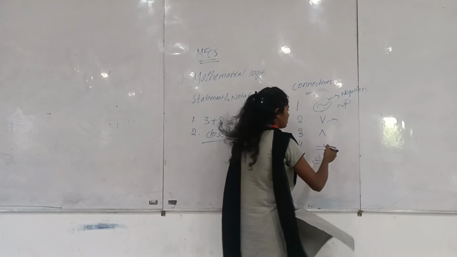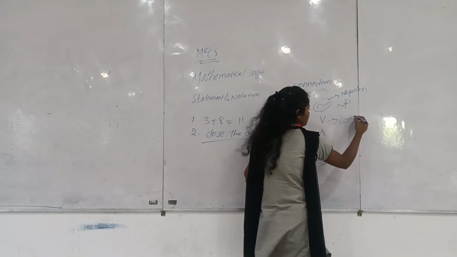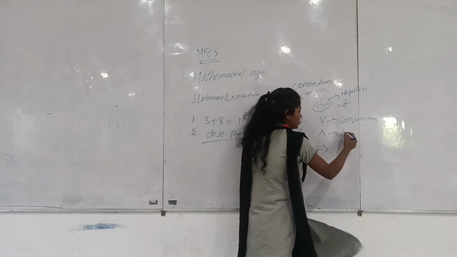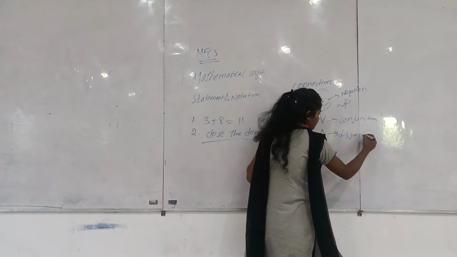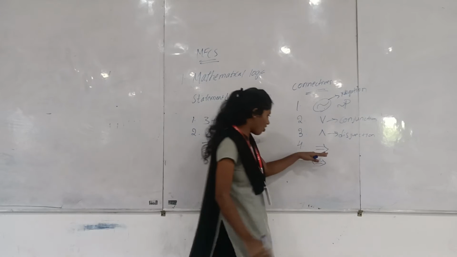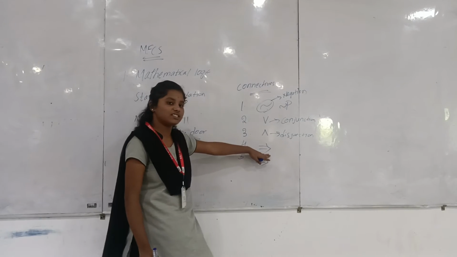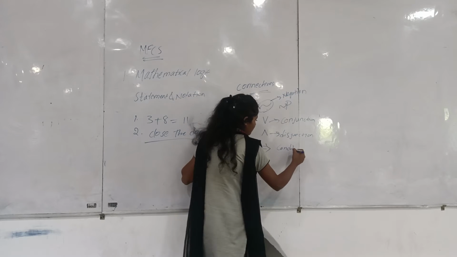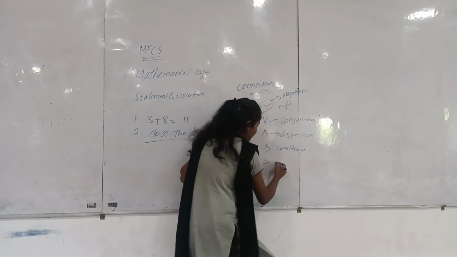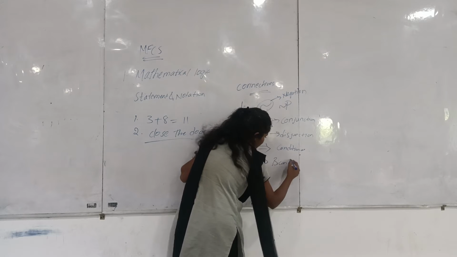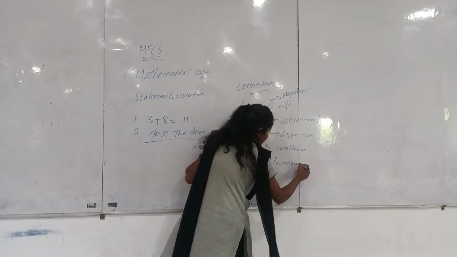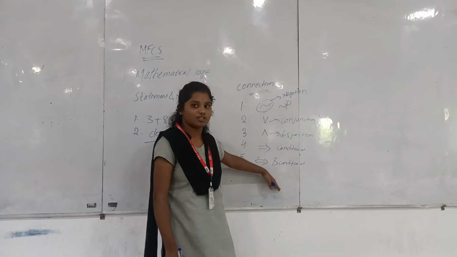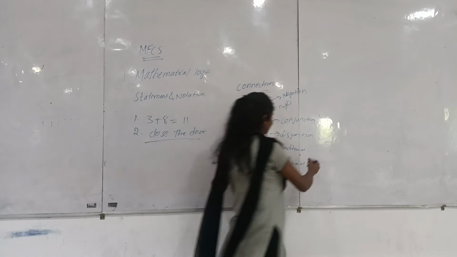And this is conjunction. And this is disjunction. It can be called conditional, and this is biconditional. The conditional can also be called implication, and the biconditional can also be called equivalence.